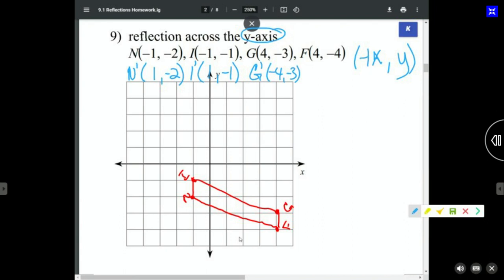F prime, -4, -4. Opposite on x, y stays the same. 1, negative 2. N prime. 1, negative 1. I prime. Negative 4, negative 3. That's 5. G prime and F prime.